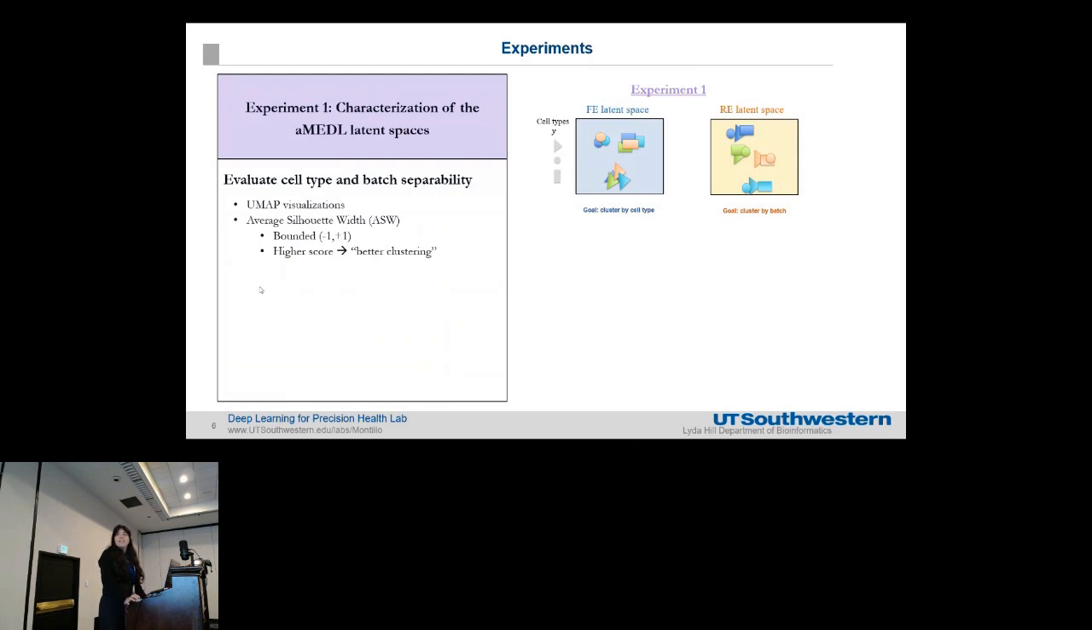To evaluate the cell type and batch variability, we use the average silhouette width, which is a score that is bound between -1 and +1. And the higher the score, the better the clustering. So we want to have a high silhouette score for cell type in the fixed effects latent space and a high score for batch effects in the random effects latent space.